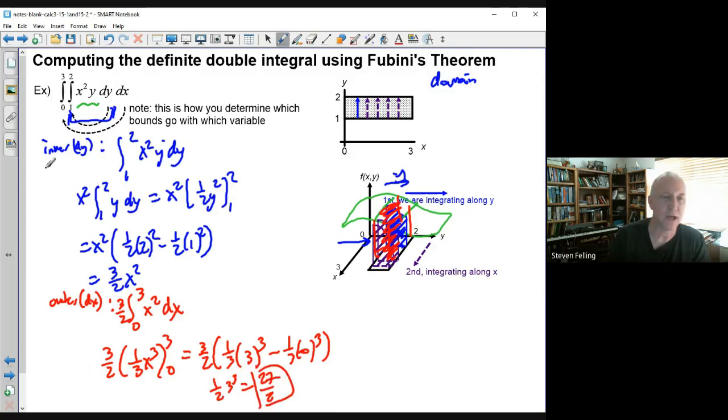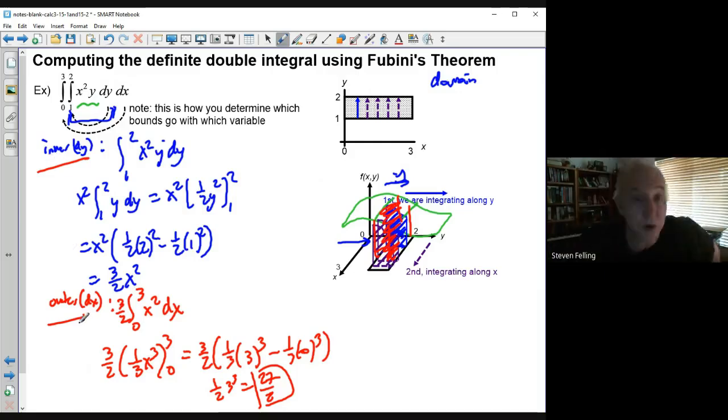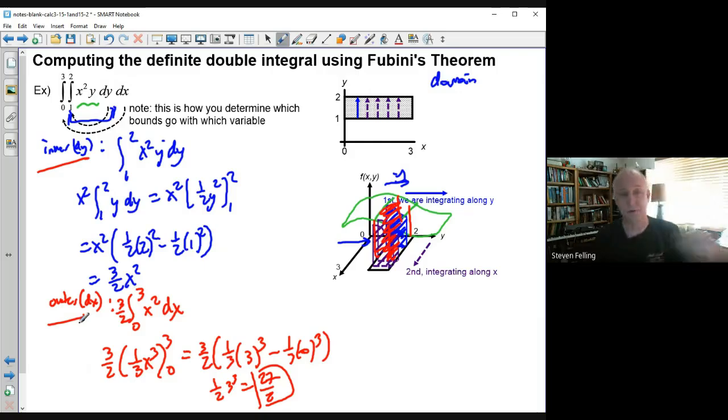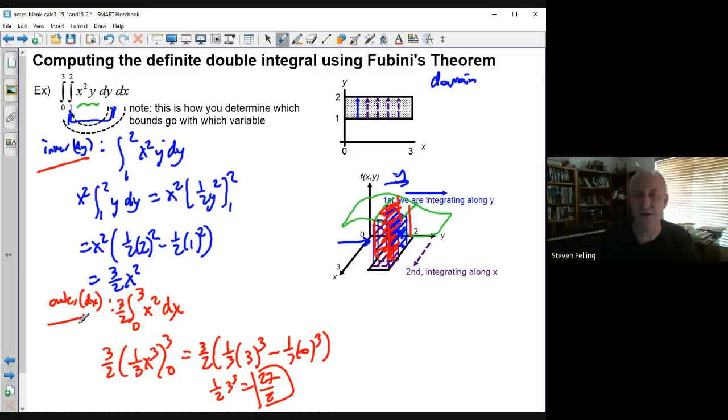So usually I explicitly do the inner and the outer separately. This is going to become even more important when we do triple integrals, because we'll have 3 integrals. And so we have 3 different things, and you don't want to have to keep writing things over and over and over again. Okay, so that's the basic idea.